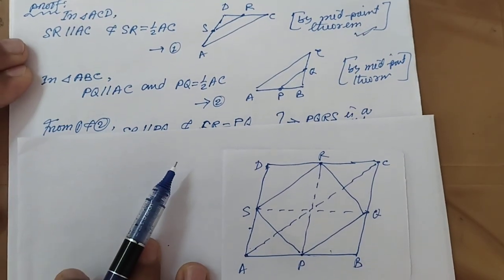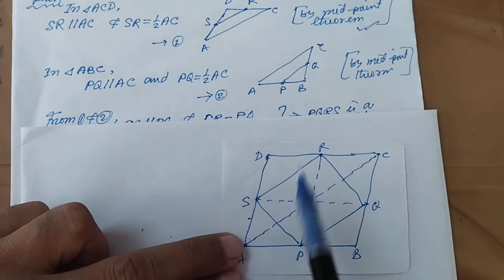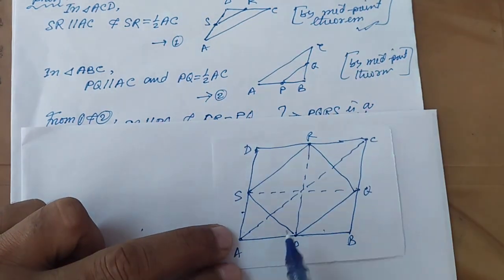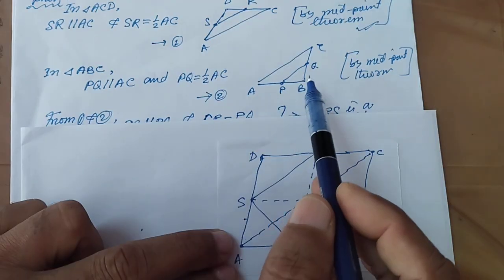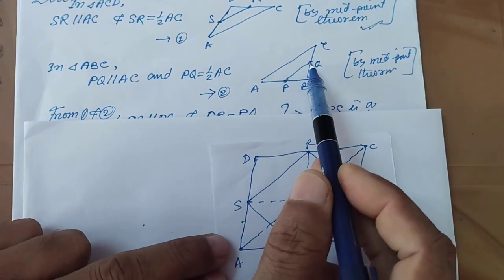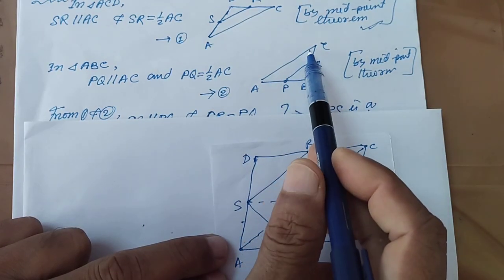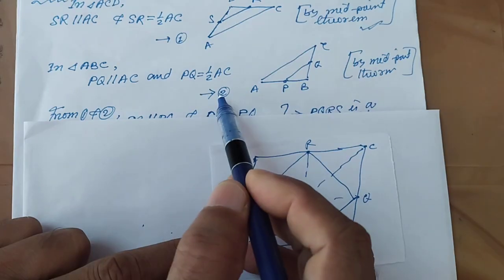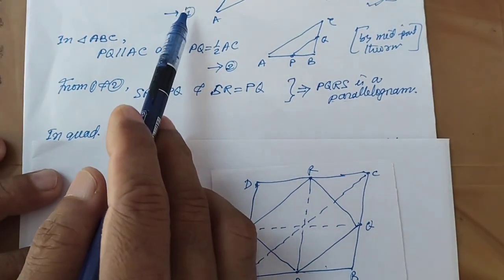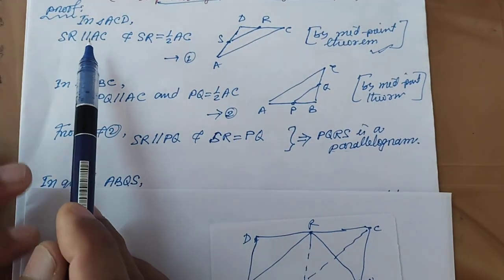And again we'll take out this triangle ABC, this part I have taken out here. So here P is midpoint of AB, Q is midpoint of BC. So by midpoint theorem again, PQ must be parallel to AC and PQ is also half of AC by midpoint theorem, and I'll mark it equation 2. Now from equation 1 and 2, you see what we are getting.